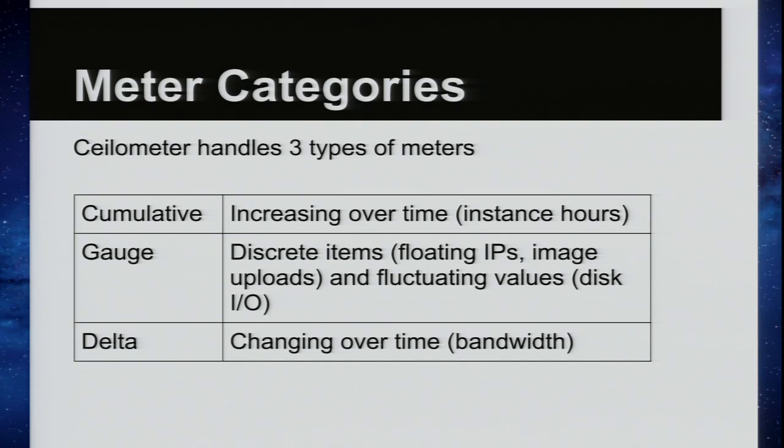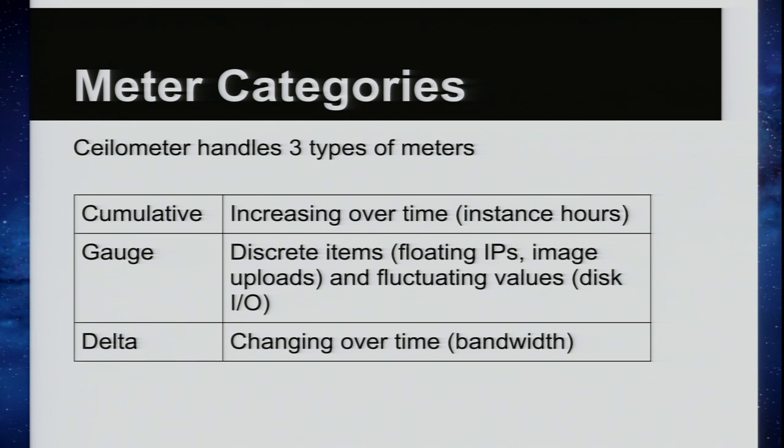We also define three types of meters. Based on the analysis we made, we needed to be able to have cumulative data. An example of that is an increase in number of instance hours. We wanted to be able to have gauges to say, hey, this discrete event has happened. For example, when you assign a floating IP to an instance.